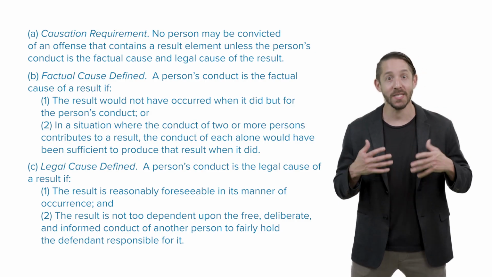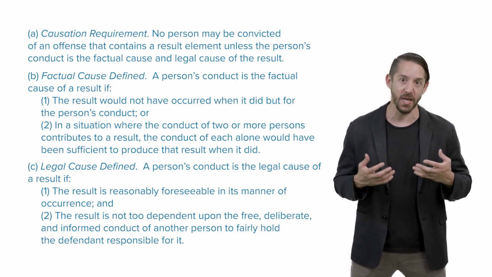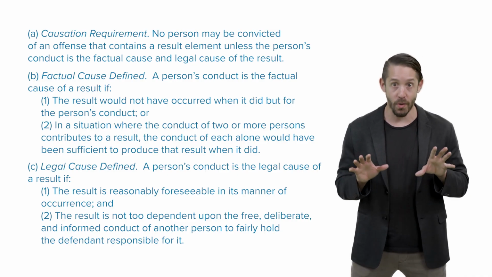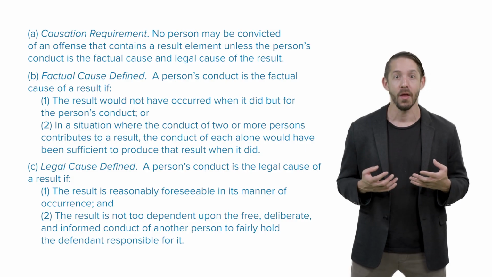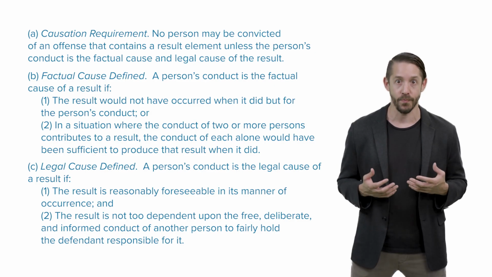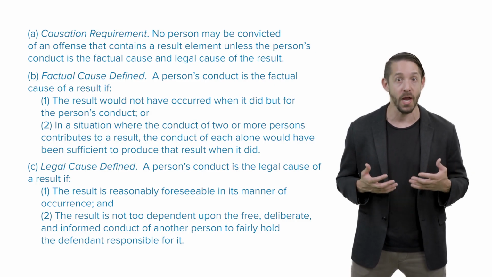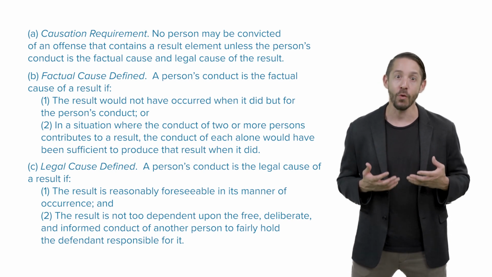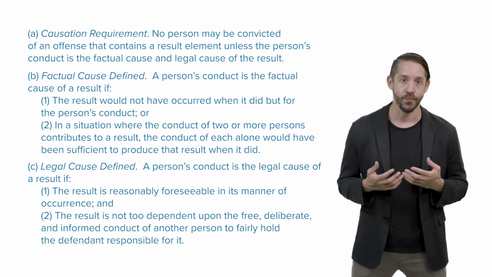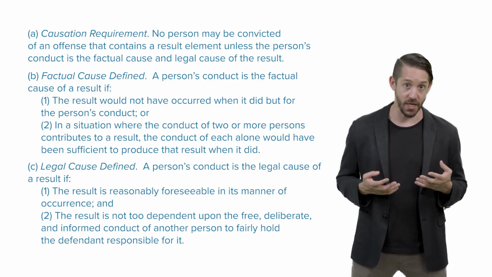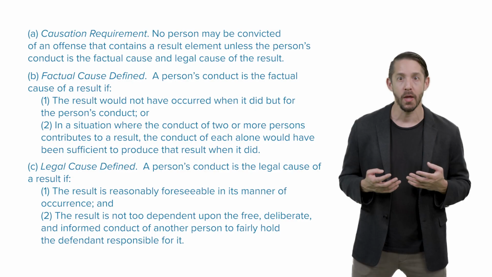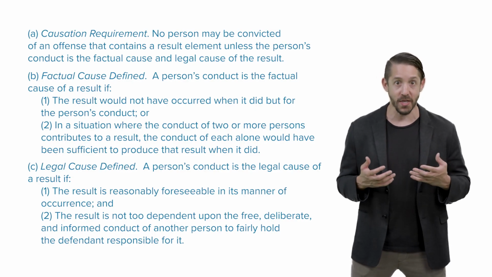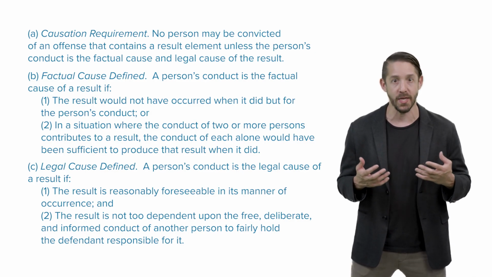Well, Section A states the overarching principle we've been discussing in this recording. To hold someone criminally responsible for a result element crime, they must have caused the prohibited result. This causal requirement, as we've learned, has 2 components, factual causation and legal causation, both of which have to be proven beyond a reasonable doubt. At the heart of factual causation, which is codified in Section B1, is the idea that but for the defendant's conduct, the result would not have occurred when it did.